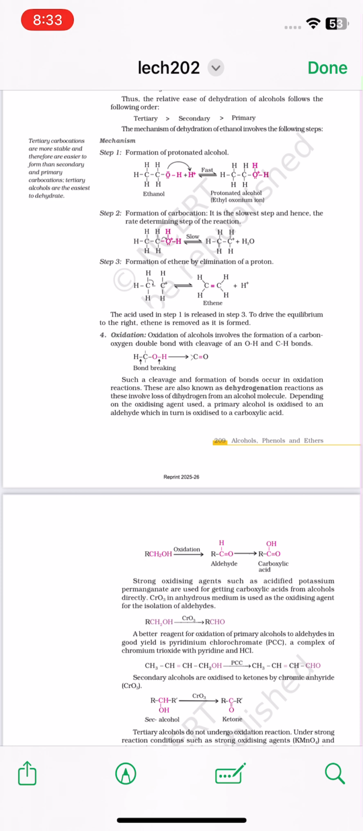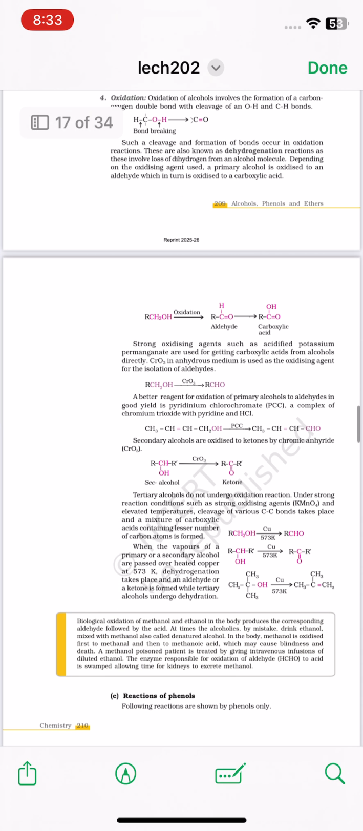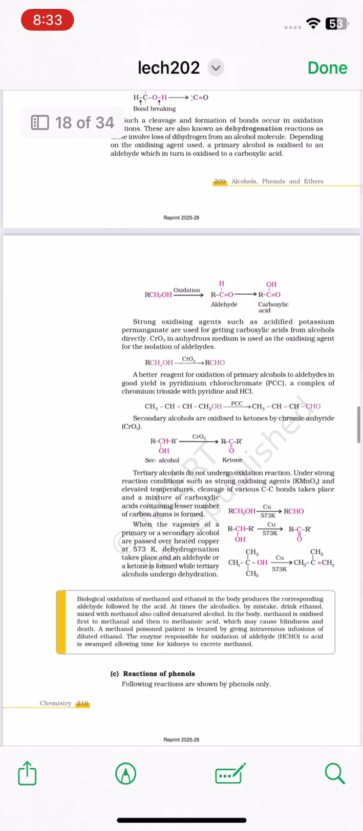Fourth, oxidation. Oxidation of alcohols involves the formation of a carbon-oxygen double bond with cleavage of O-H and C-H bonds. Such a cleavage and formation of bonds occur in oxidation reactions. These are also known as dehydrogenation reactions, as these involve loss of dihydrogen from an alcohol molecule, depending on the oxidizing agent used. A primary alcohol is oxidized to an aldehyde, which in turn is oxidized to a carboxylic acid.